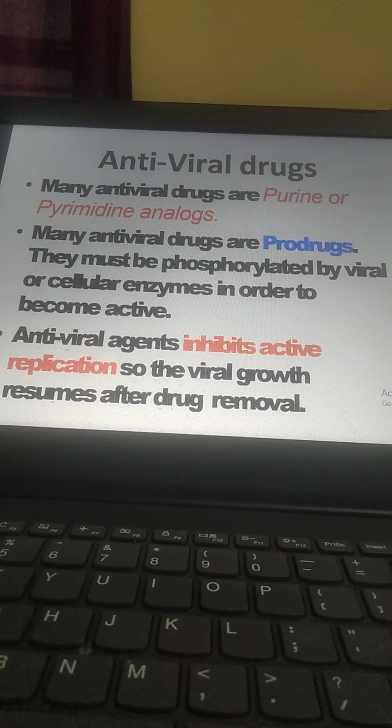So antiviral agents inhibit active replication. So active replication is being inhibited. The viral growth resumes after drug removal. Replication is very important in order to maintain its progeny inside the body.